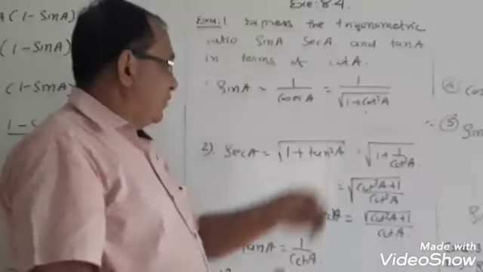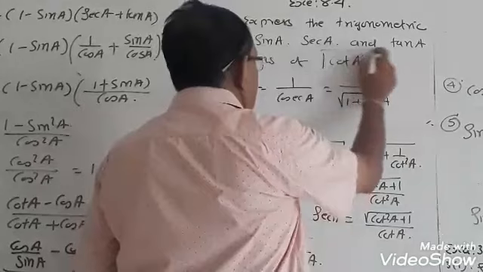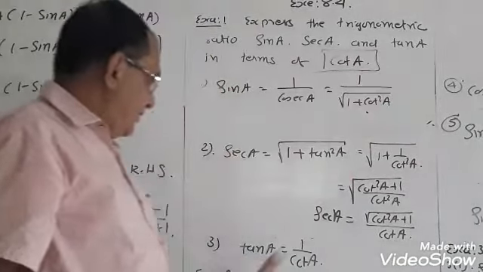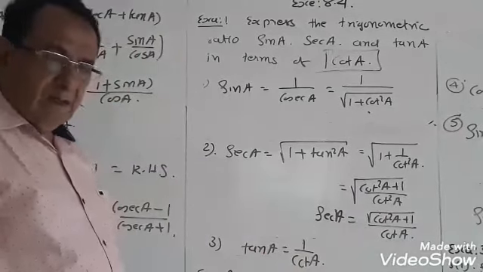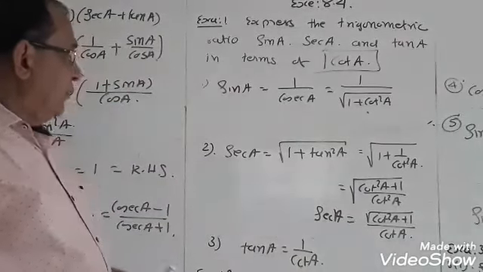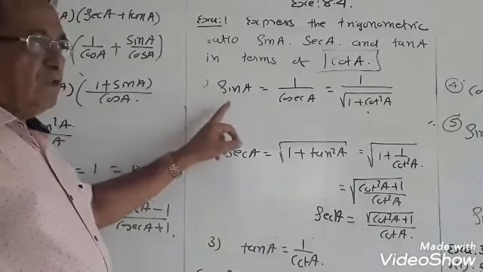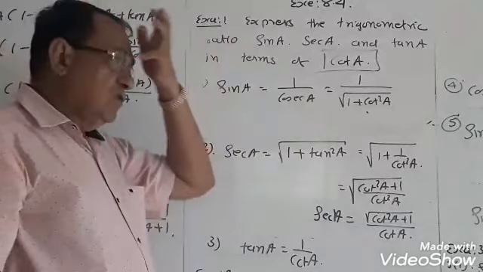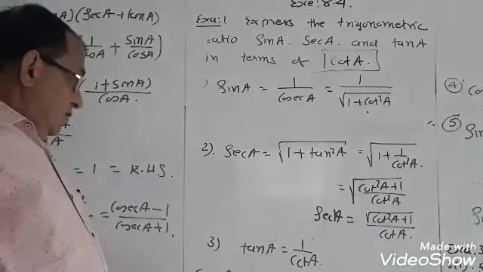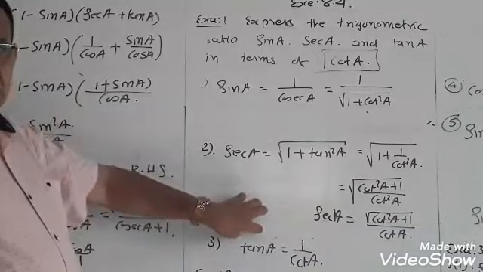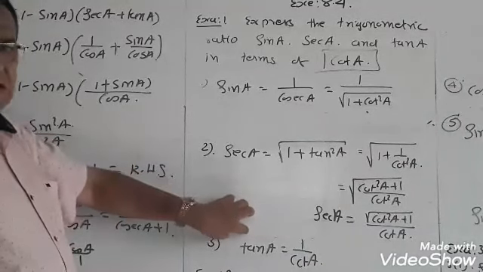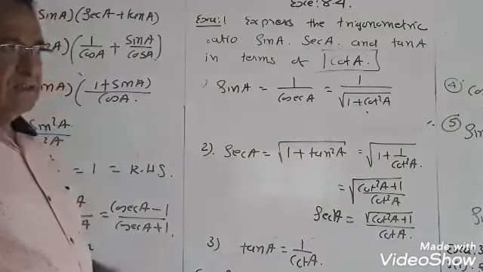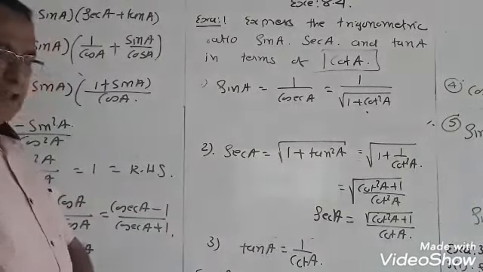Write tan A in terms of cot A. We have to show it in terms of cot A, right? And the third one, tan A. Tan A is simply 1 upon cot A. Clear? So which two formulas did we use here? 1 plus cot square A is equal to cosec square A, and 1 plus tan square A is equal to sec square A. Repeat these sums 2 or 3 times yourself, without looking, then you will get it. Then it will become easy for you.